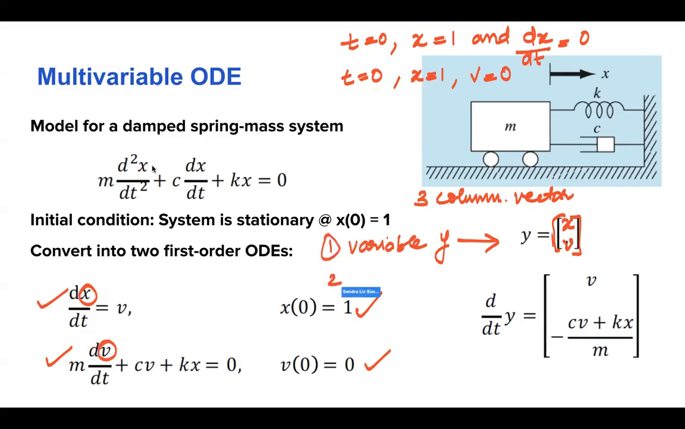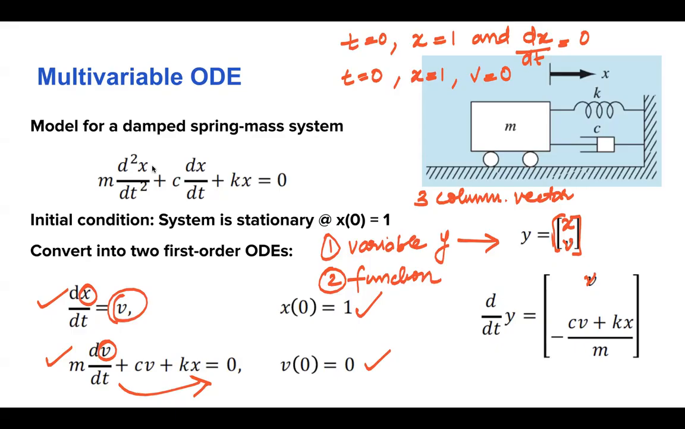My second column vector is the function column vector. You will have the right hand side of the equations. The first is v, and for the second equation, if you bring everything to the other side, you will get minus cv minus kx, divided by m. This is the second equation. So you got the variable column vector and the function column vector.